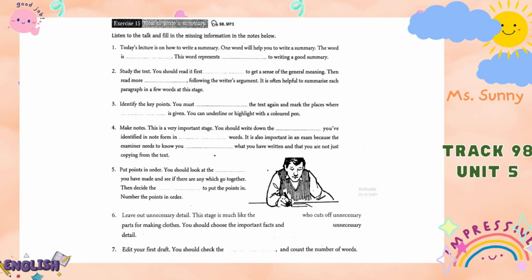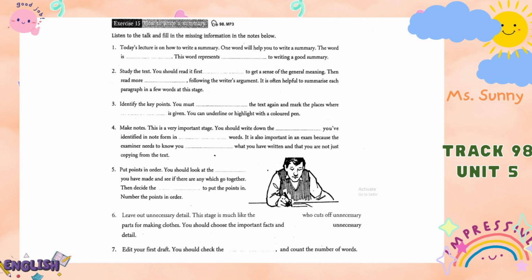Let's turn to the fourth step, to put points in order. You should look at the list of points you have made and see if there are any which go together. Then decide the best order to put the points in. Number the points in order.